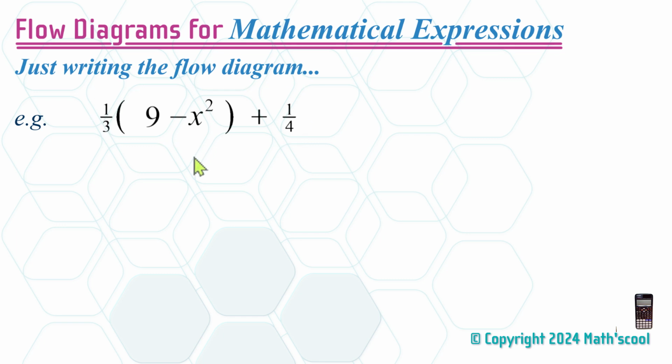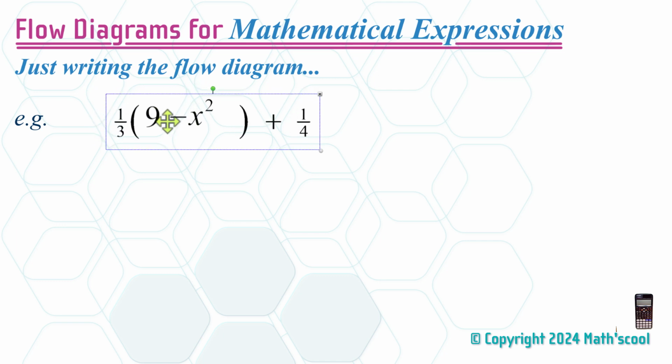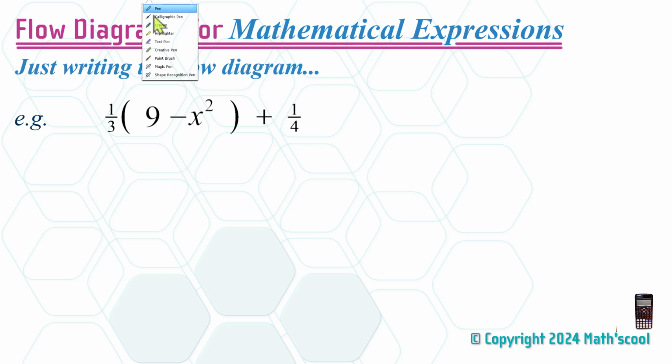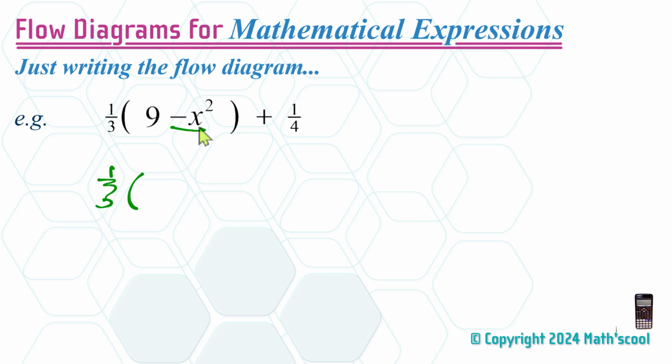Oh, it's not letting me move it. Okay. No, it's still not letting me move it. Okay, I'll just do it manually. A third, I'm going to move the minus x squared to the front, and then this is a plus 9. I move the plus 9 to the back, plus a quarter.